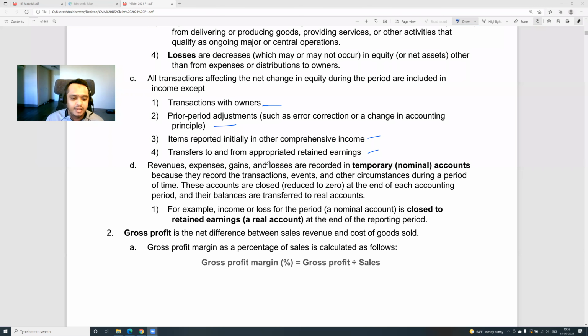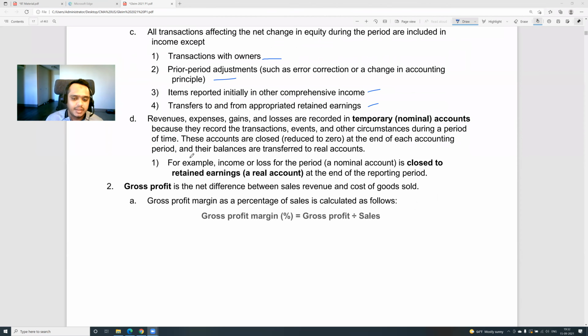Yes. Okay. Then, for example, income or loss for a period is closed to retained earnings at the end of the reporting period. Gross profit is the net difference between sales revenue and cost of goods sold. Gross profit margin or percentage you can see in here: gross profit divided by sales. Anyhow, this is going to come in the ratio analysis which we are going to do. But what is the gross profit margin? It is gross profit divided by sales. That's it.